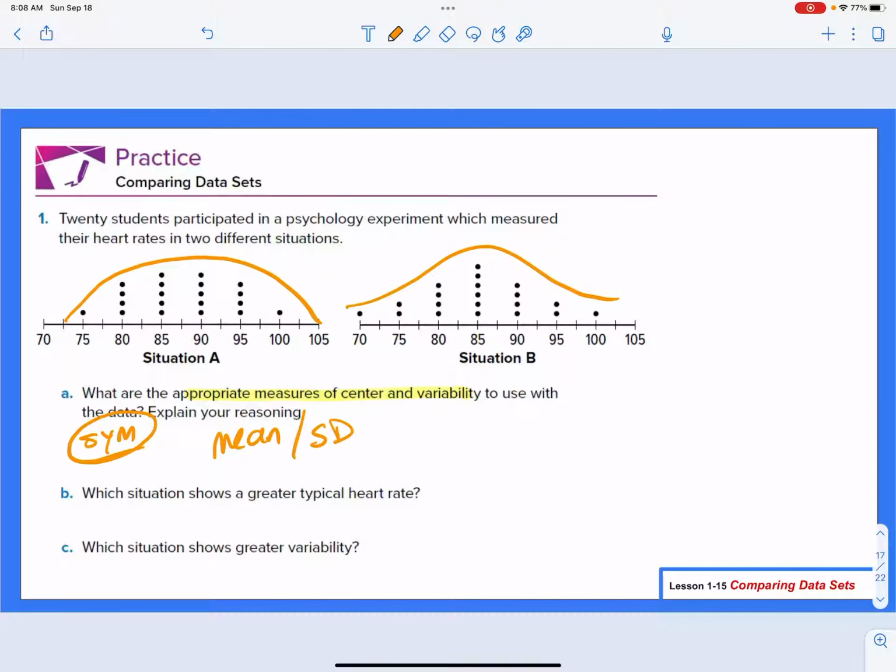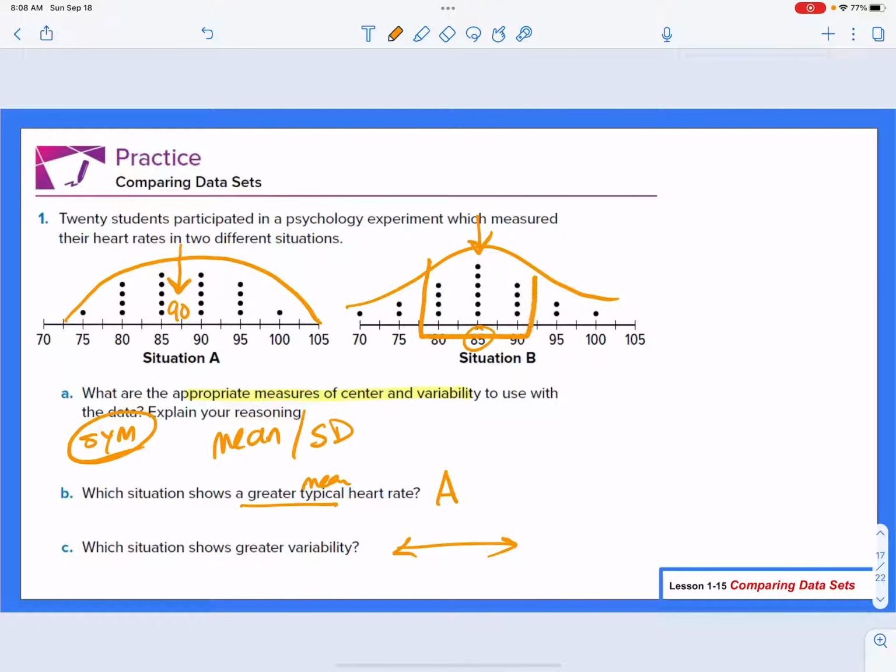Now, B, which one shows the greater typical heart rate? Well, because we're looking at them being pretty balanced here, I would say that the mean is the typical. That's what we're talking about there. It's going to be about there at 90 for that mean. And this mean looks like it's right there at 85. So the greater typical heart rate is going to be in situation A. And variability, we're talking about which one has things more spread out, that's spread. Well, let's look at it real quick here.